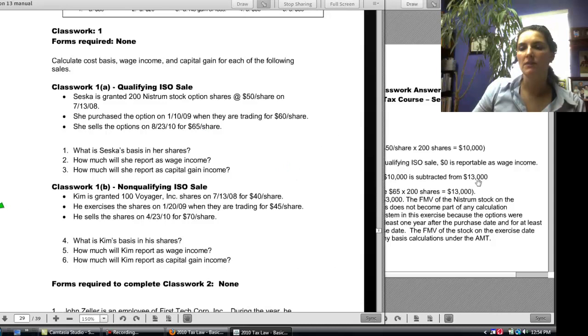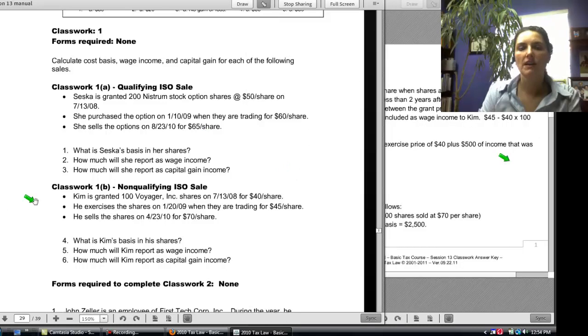Moving on to classwork 1B. Kim is granted 100 Voyager shares on 7/13 of 08 for $40 a share. He exercises on 1/20 of 09 for $45 a share, and then he sells on 4/23 of 10 for $70 a share. He owns the stock for more than a year, but his holding period does not extend more than 2 years after the grant date, so this is a non-qualifying sale. If you look, 4/23 of 10 is not more than 2 years after this date. It is less than 2 years after this date.